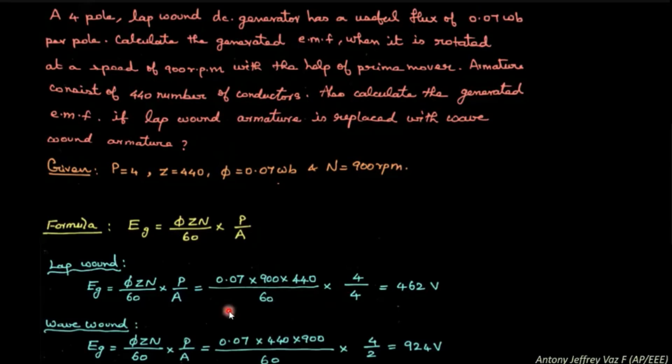For wave winding, everything is same as it is. What you need to do here is you need to replace with wave wound armature. To do that, this A should be equal to 2. If A is equal to 2, then you will get 924 volt. Very easy problem.